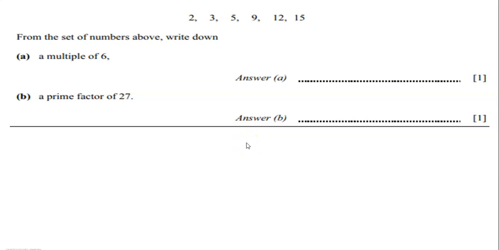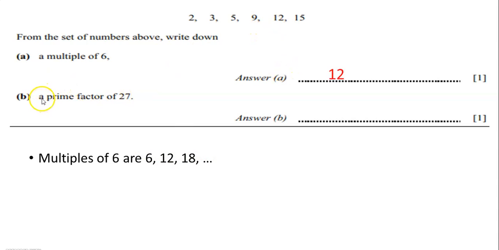So here we have some past paper questions. From the set of numbers above, write down a multiple of 6. So what are the multiples of 6? Multiples of 6 are 6, 12 and 18 and so on. I've stopped here at 18 because we don't have a number greater than 18. And which one is a multiple of 6 in this list? Yes, it is 12.